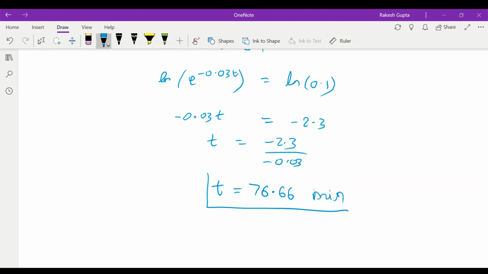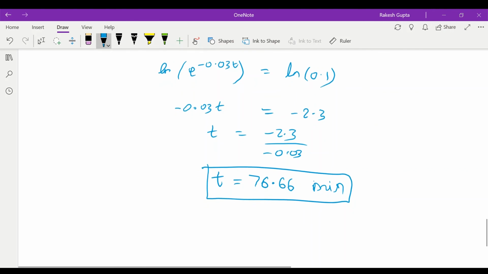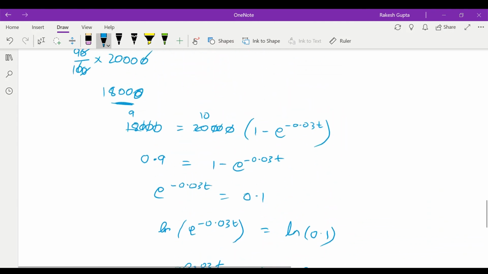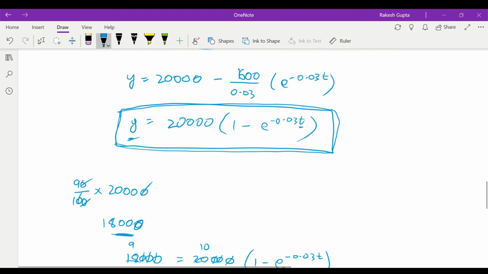So the conclusion is that for the container to be filled with 90% fresh air, it is going to take 76.66 minutes, and the equation for calculating this is this.